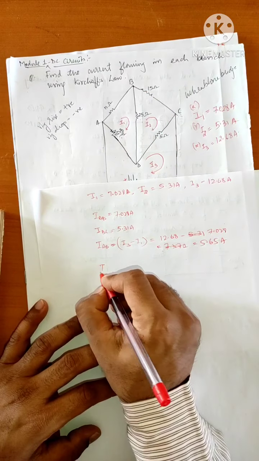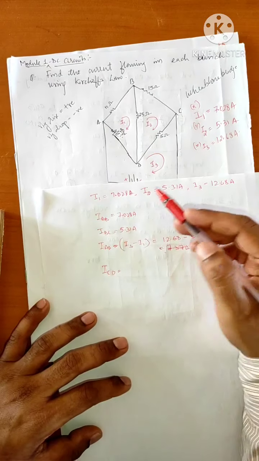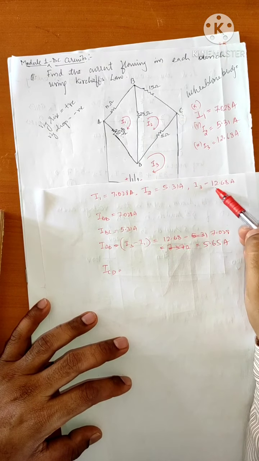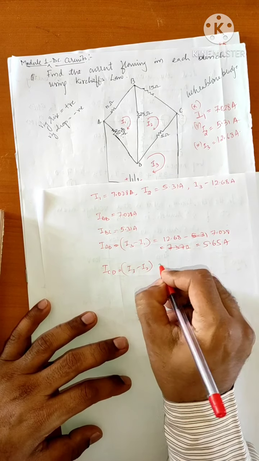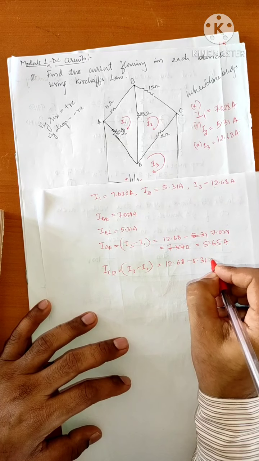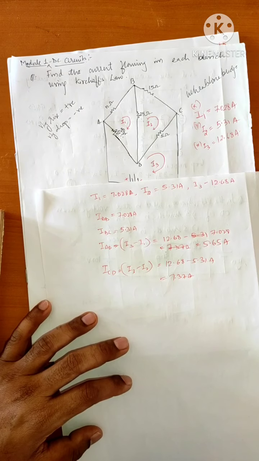Now we'll find ICD. Again, look at the values which are greater here. It is shared between 3 and 2. So this is I3 minus I2: 12.68 minus 5.31 ampere. It's nothing but 7.37 ampere.